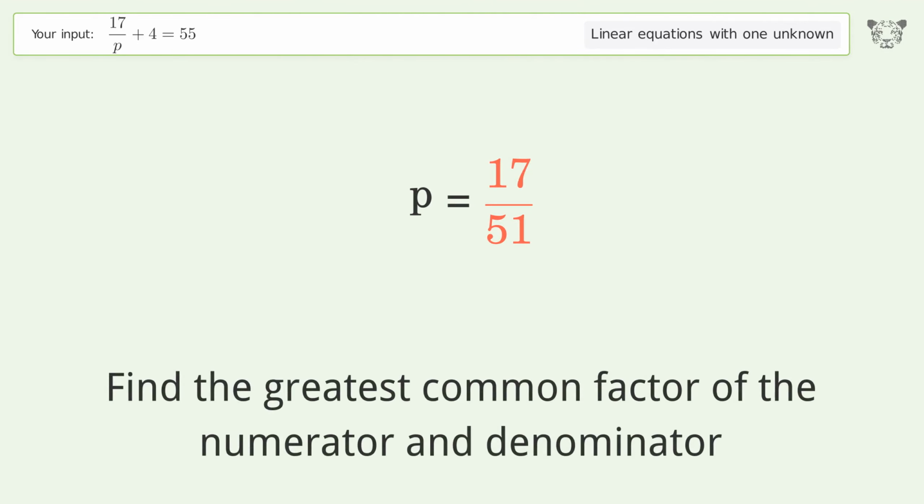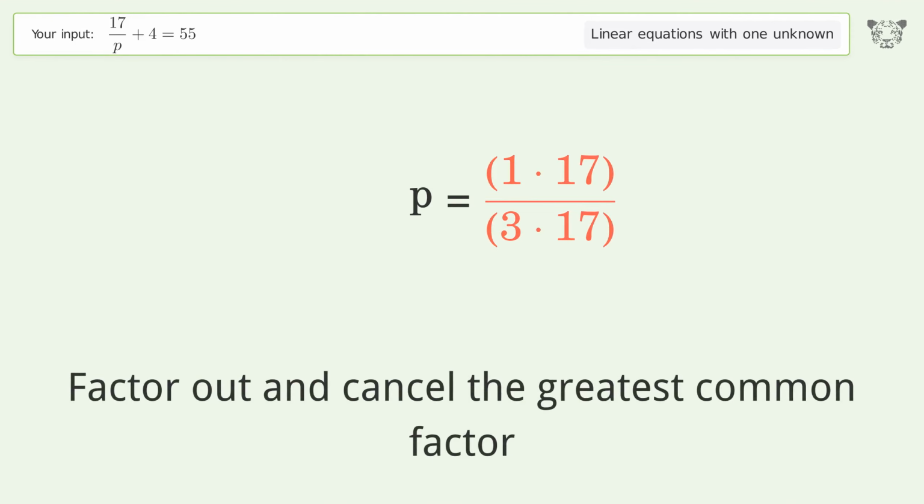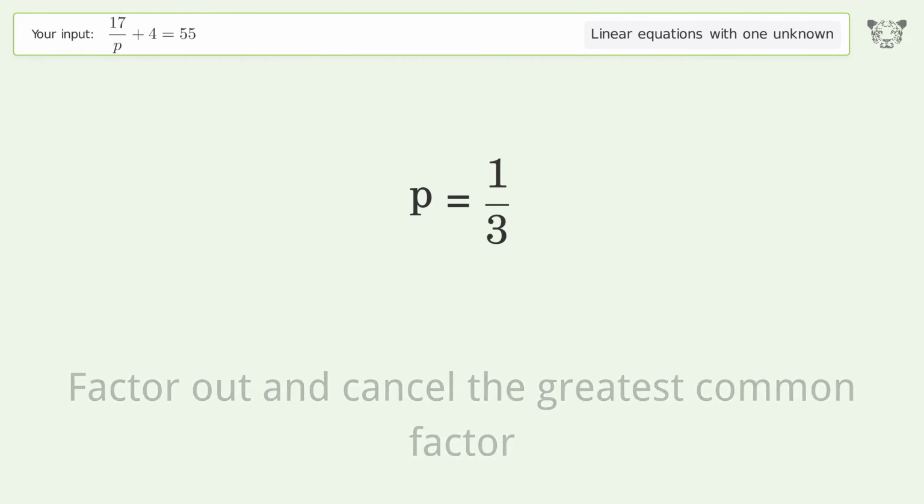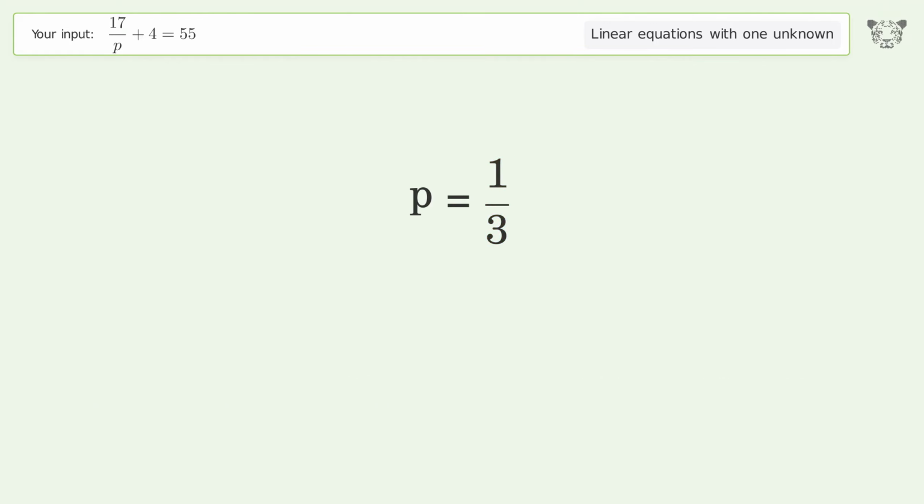Find the greatest common factor of the numerator and denominator. Factor out and cancel the greatest common factor. And so the final result is p equals 1 over 3.